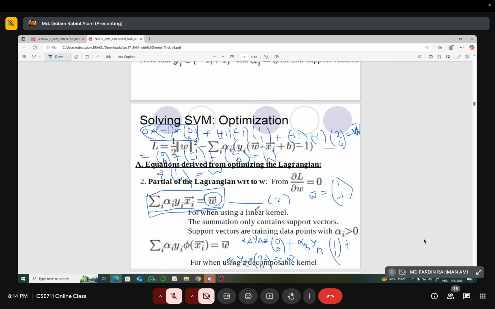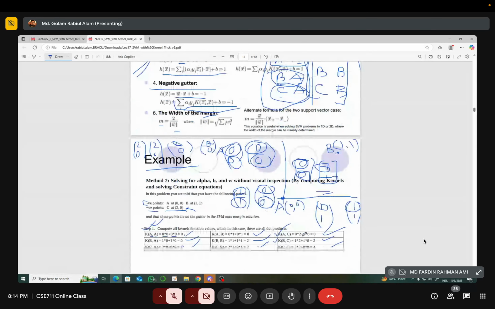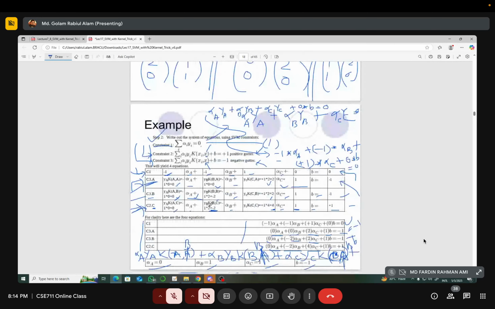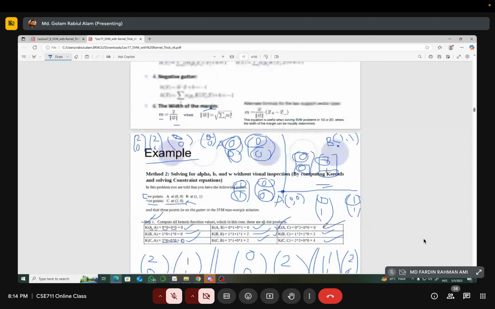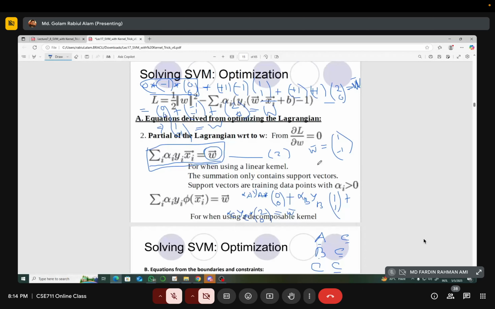So we got the w, and this w equals 1 and negative 1. So this is our w. The optimal value of w will be this 1 and negative 1. And how about the b? We have already calculated the value of b. The optimal value of b is negative 1. So we got the optimal value of w and also b.